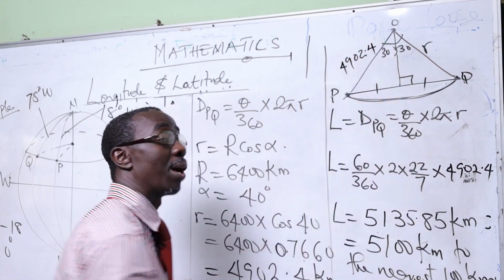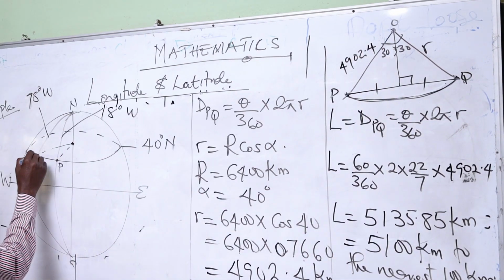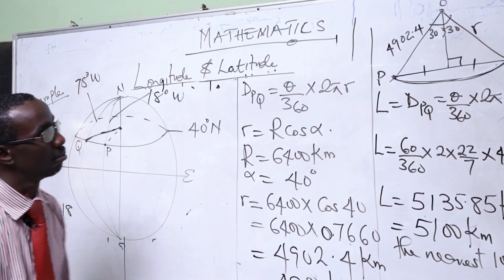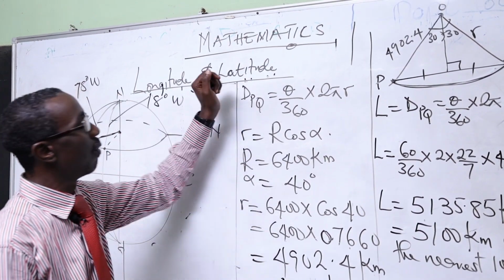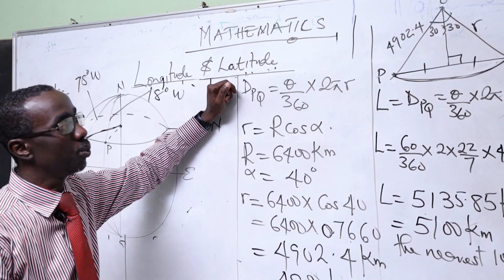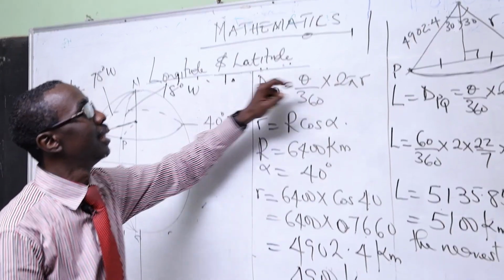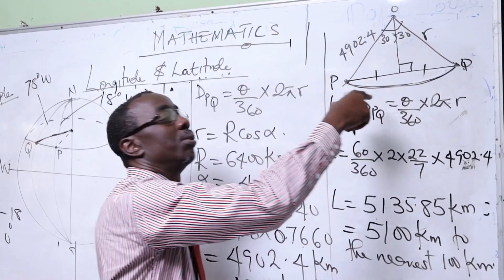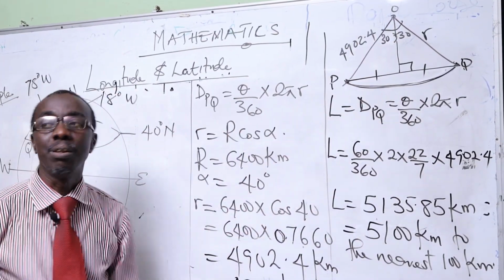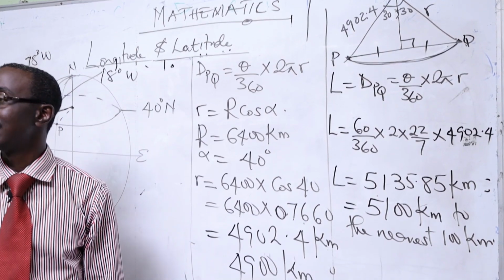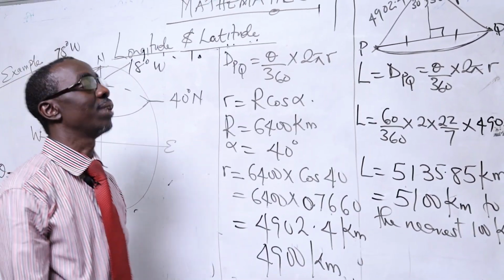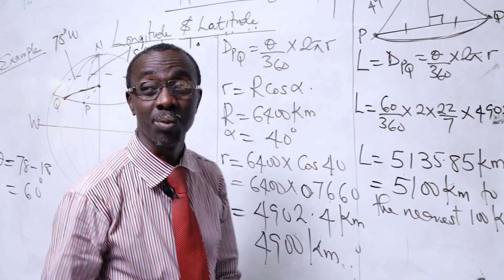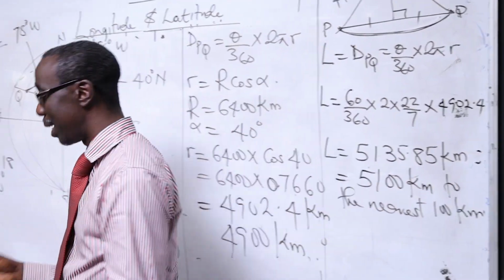4902.4. Remember, we have calculated that small r. With that, if you have a triangle that has angle 90, it's called what? A right angle triangle. So when you have a right angle triangle, what is the main application that should cross our mind?